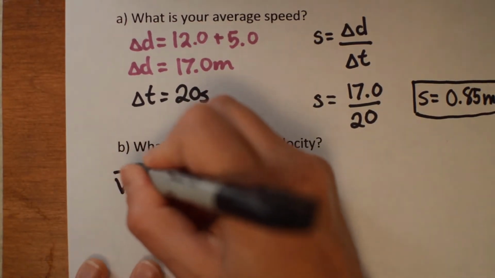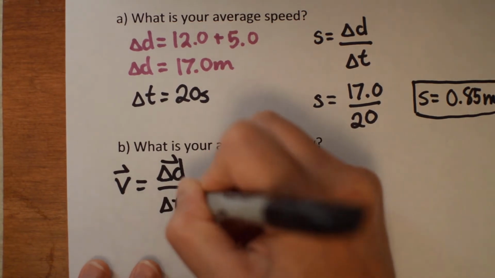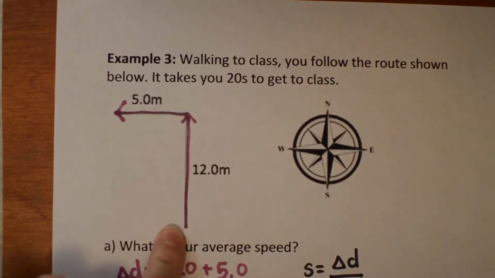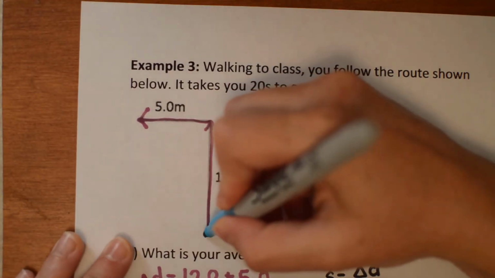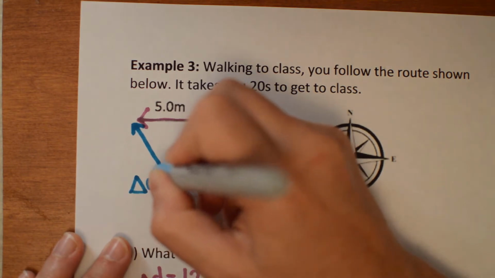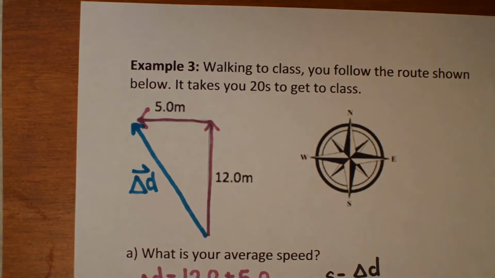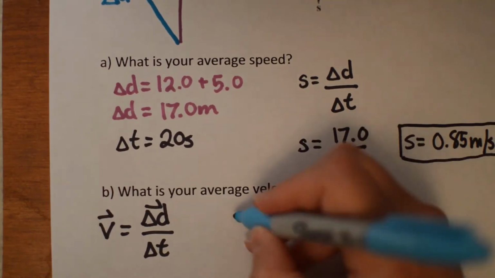The problem is average velocity is displacement over time, right? And displacement, I have to figure out using Pythagoras' theorem in this case. So displacement is this vector right here. That's my delta d displacement. To calculate delta d, I'm going to need Pythagoras' theorem. So I'll just do that on the side here.